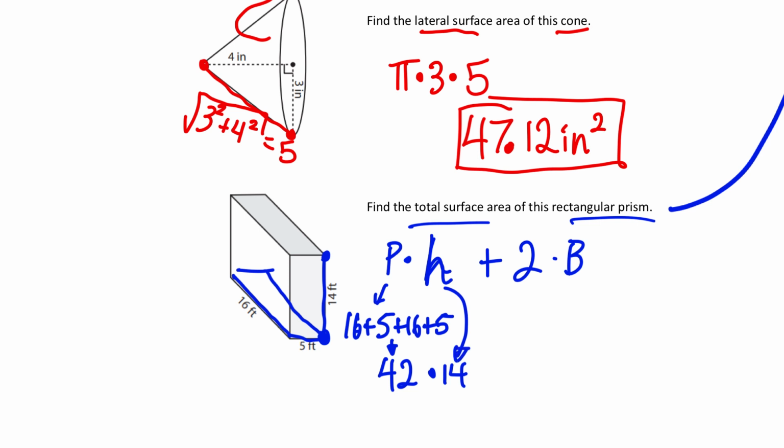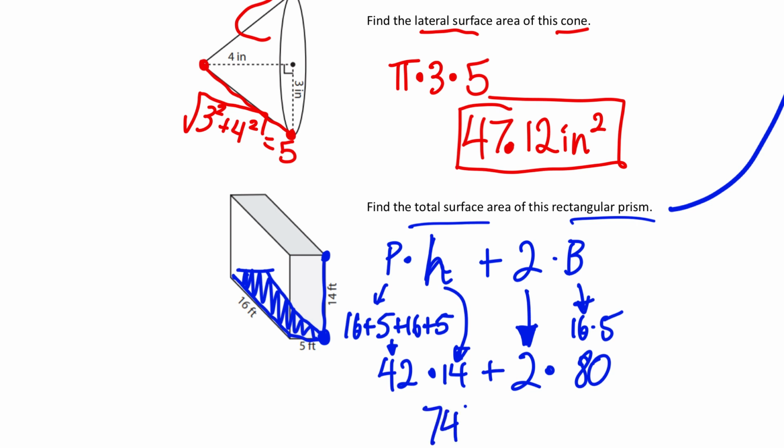Alright, plus 2 times B, capital B, which is area of the base, which would be the area of this. So 16 times 5, which should be 80. Okay. And so I'm just going to do 42 times 14 plus 2 times 80. And it should be 748 square feet.